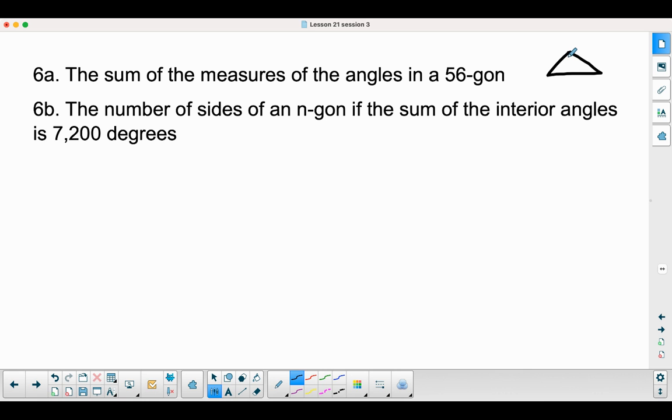Okay, so a triangle I always know has 180 degrees. A triangle has three sides, and three sides are worth 180 degrees. And then the next shape I draw is a square. A square or rectangle. I guess this looks more like a rectangle.